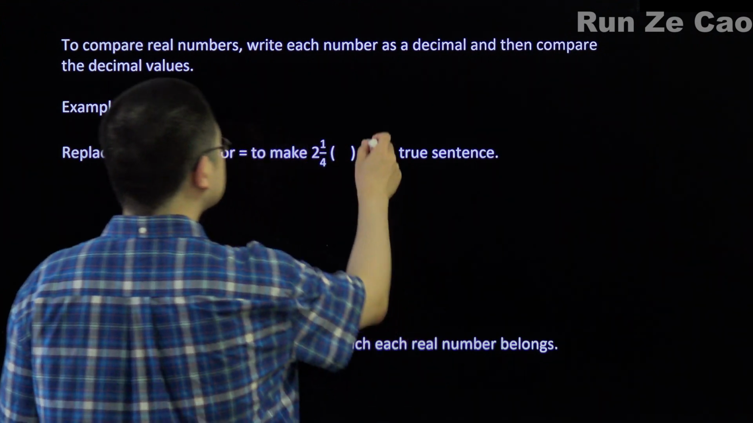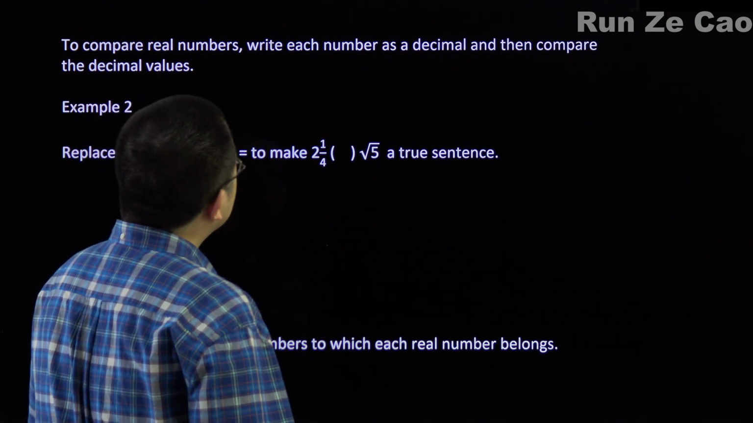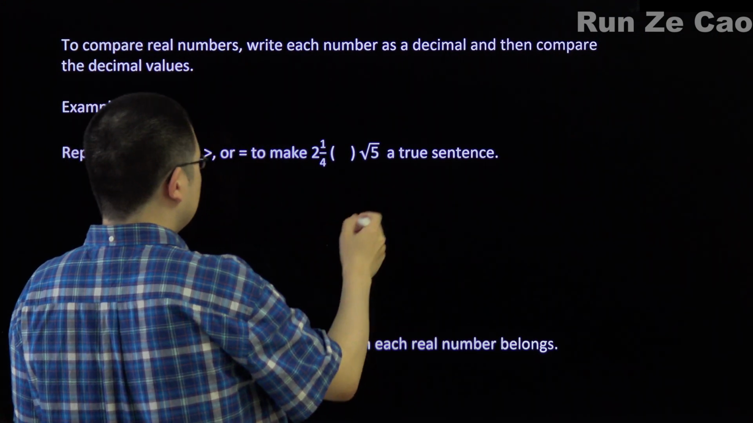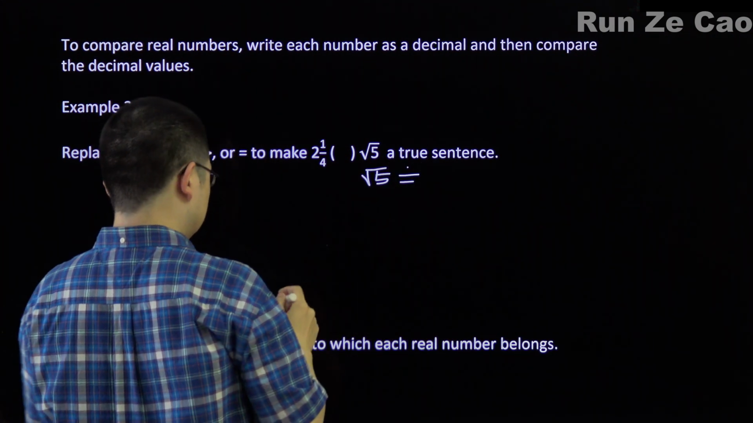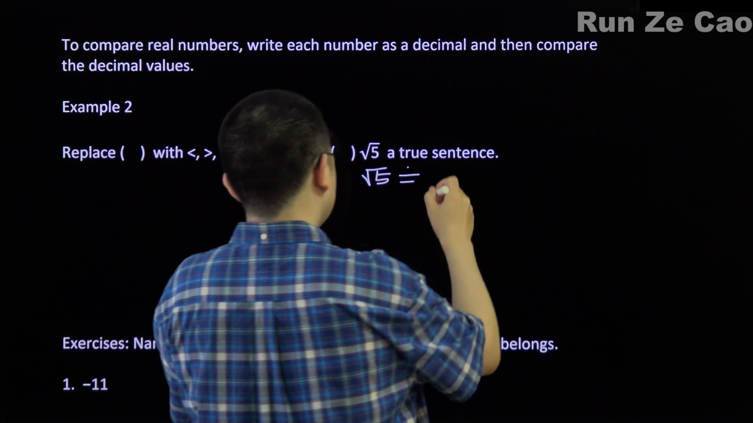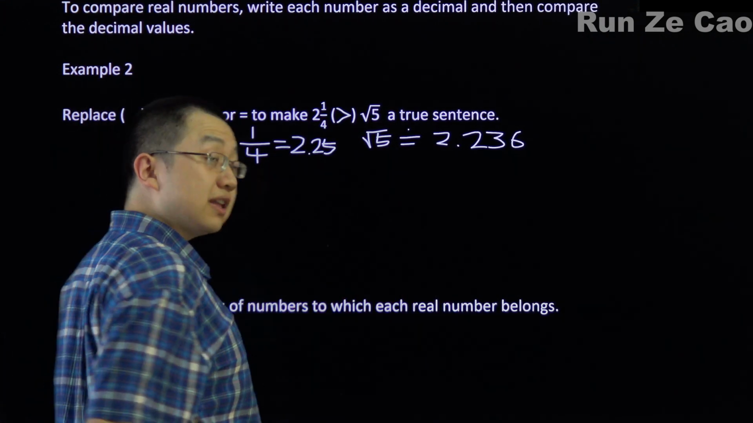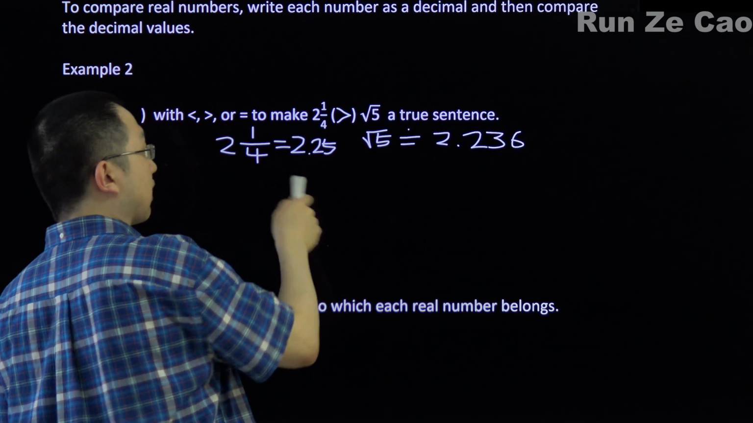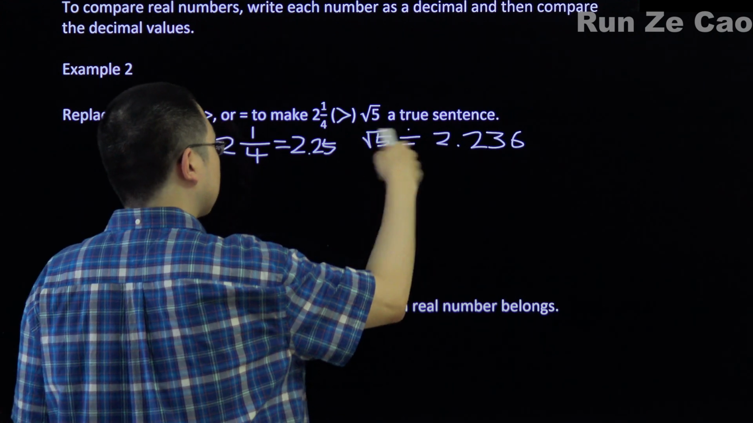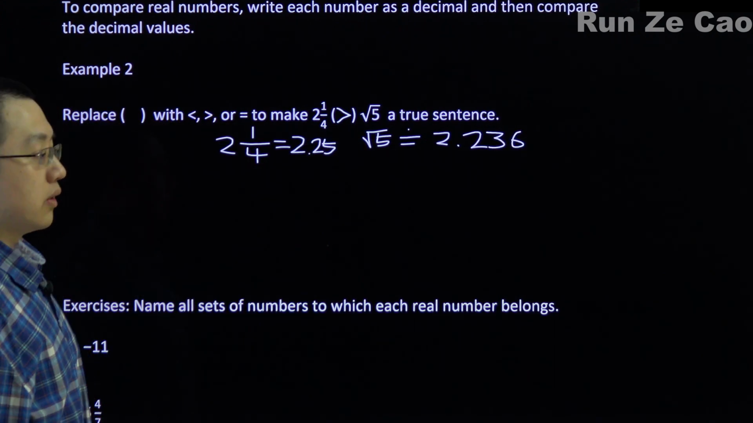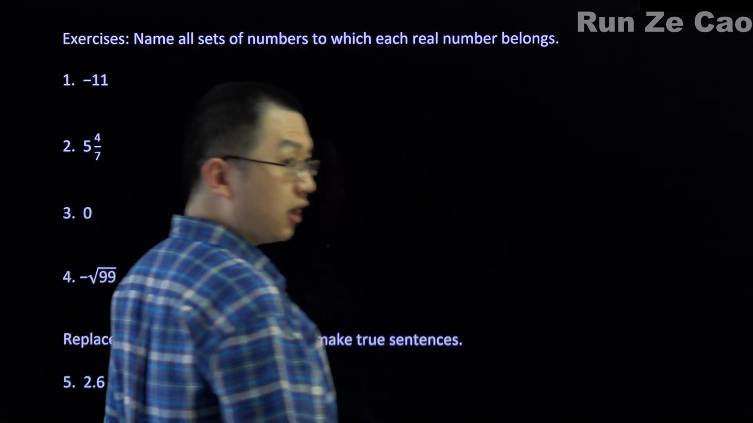To compare each real number, you can write them as decimals and then compare the decimal values or approximate decimal values, because root 5 is irrational, it's infinitely long, and it's non-repeating. So root 5 is approximately 2.236. Here's the approximate decimal representation, and exact for this one. So we can see that 2.25 is bigger than 2.236, and so on. So we mark this.